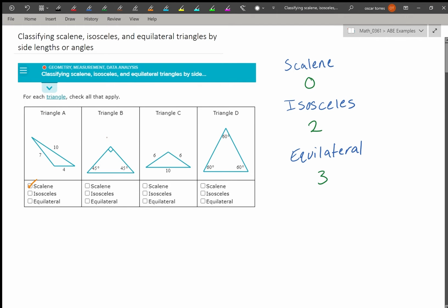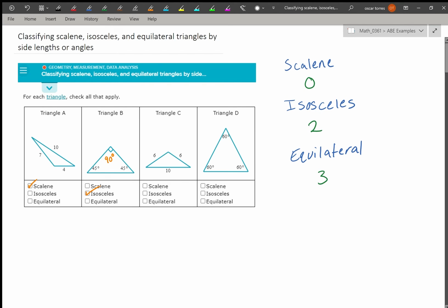For triangle B, it's worth noting that anytime we have this square on the corner of a triangle or on the corner of any figure, that angle represents 90 degrees. With that in mind, if we compare the angles of this triangle, we notice that we have two 45-degree angles. So two of those sides or two of those angles are the same. That means that this triangle is an isosceles triangle.